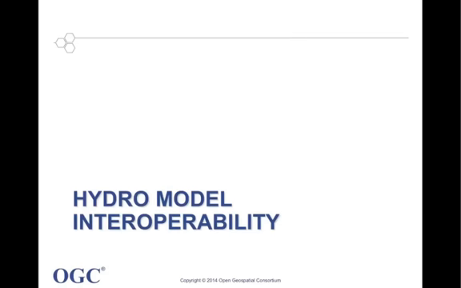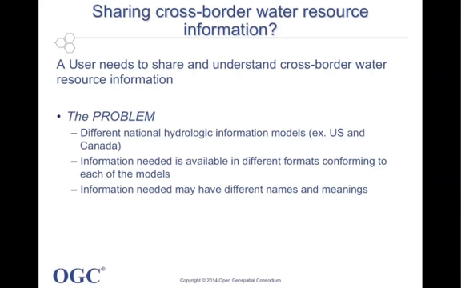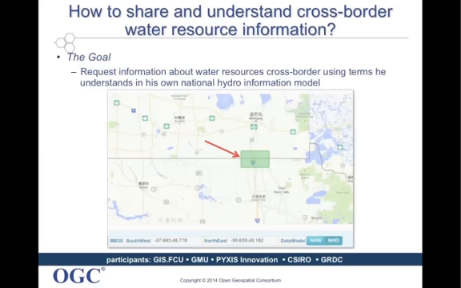Another is the information requested is available in different formats conforming to each of the different models, different schema. And the water information from different models may have different names and different meanings. So the goal of this part of the thread was to provide a means to request cross-border water information using the terms that a user understands in his own national hydrologic model, such as NHD in the US or NHN in Canada, to include data that originates in both the US and Canada that adheres to the different hydrologic models. So the question is, how can this be done?